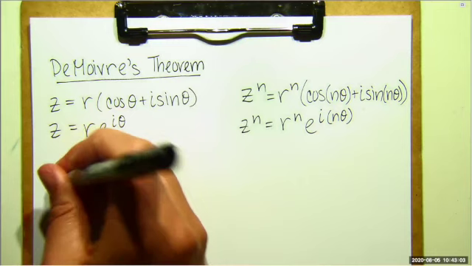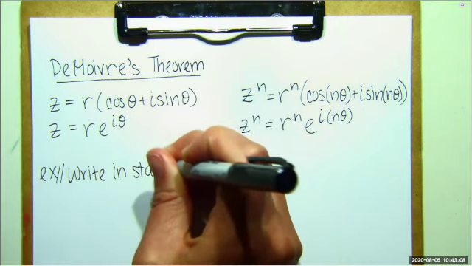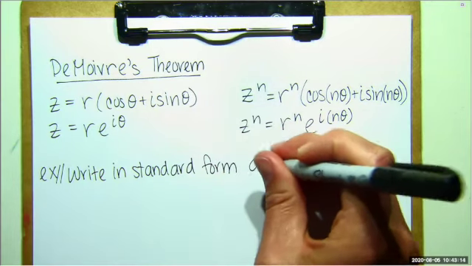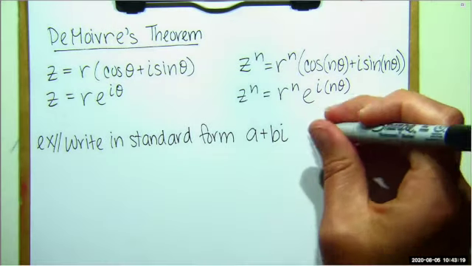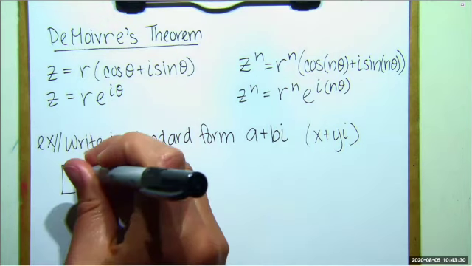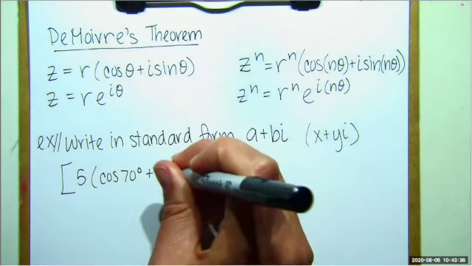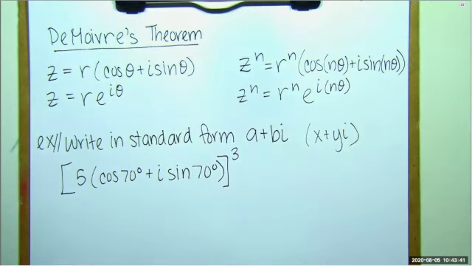So the first one here, we're asked to write the complex number in standard form, a plus bi. Okay, so remember standard form of a complex number, a plus bi. Sometimes you see this as x plus yi. The a and the b and the x and the y, those are just dummy variables. So standard form means rectangular form. That's typically how we see complex numbers. So we're given the complex number 5 cosine of 70 degrees plus I sine of 70 degrees. And we're raising this to the third power.